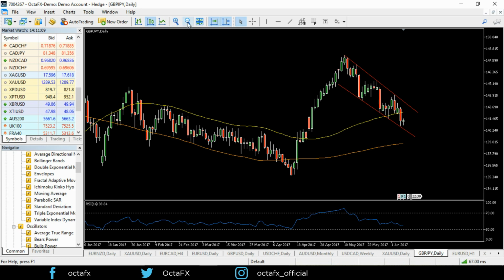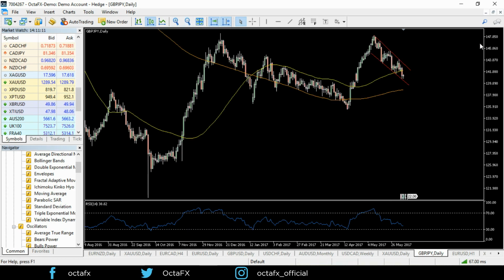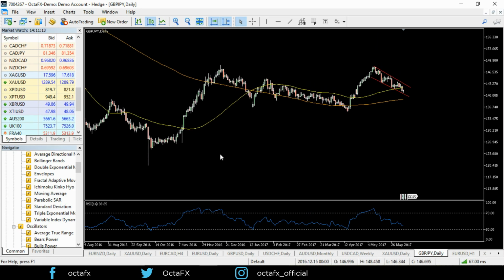And let's zoom out and take a look at the bigger picture a little bit. So we can see that we're in something of an uptrend here, so we may be favoring breakouts to the upside here. This looks kind of like a flag pattern actually.